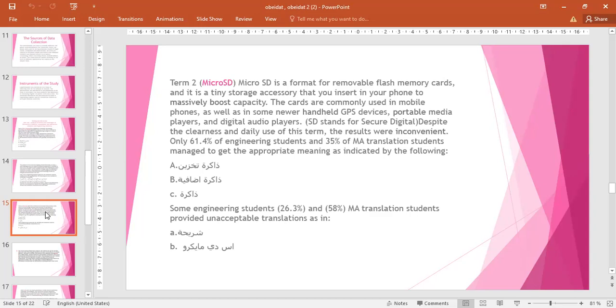Only 61% of engineering students and 35% of MA translation students managed to get the appropriate meaning, as indicated by the following: ذاكرة تخزين، ذاكرة إضافية، ذاكرة. Some engineering students, 26.3%, and 58% of MA translation students provided an acceptable translation, as in شريحة SD micro.